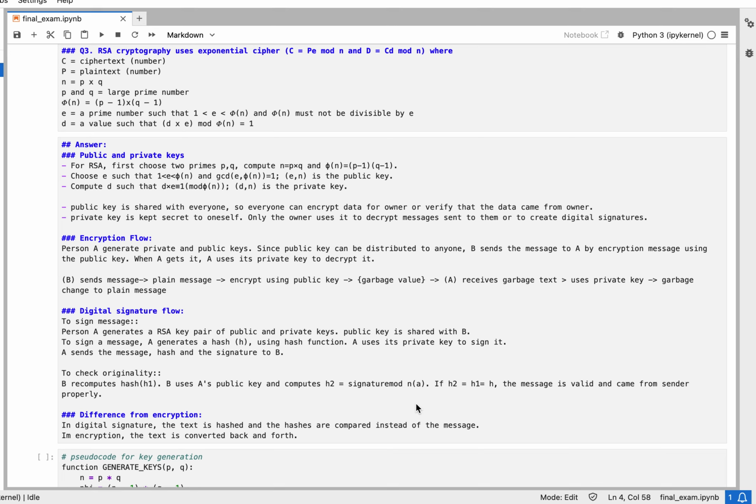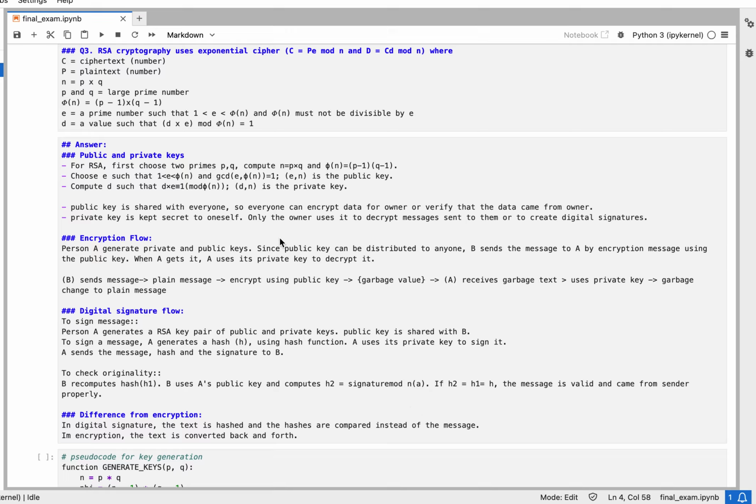Okay, so in this part, I will demonstrate an RSA system with small primes, covering both encryption and decryption, as well as the digital signature process. First, let's see the key ideas of RSA.